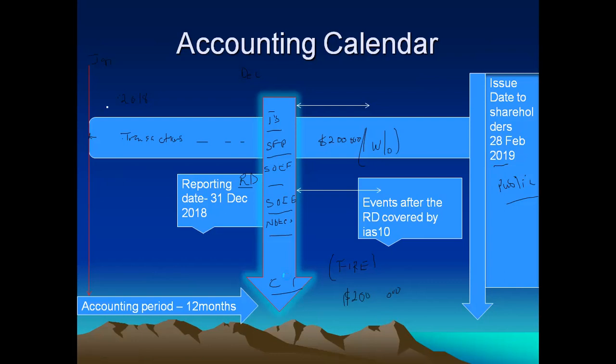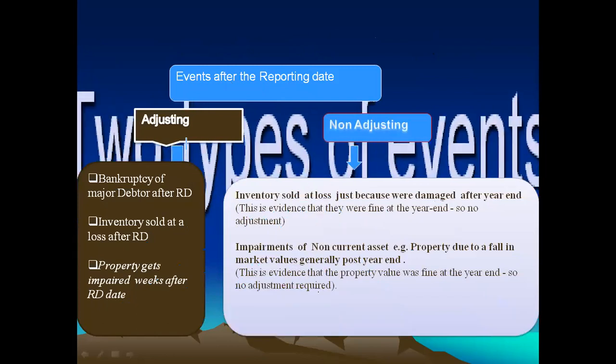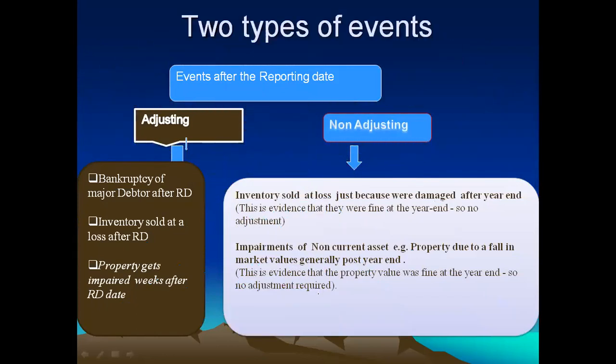I think you are following. Let's move on to the definition of the two events. From my presentation, it's very loud and clear that we have two events that can occur after the reporting date, before the accounts are published or before the authorization date. Number one, on our left-hand side, you can see that we have adjusting events. Then on the right-hand side we have the non-adjusting events.